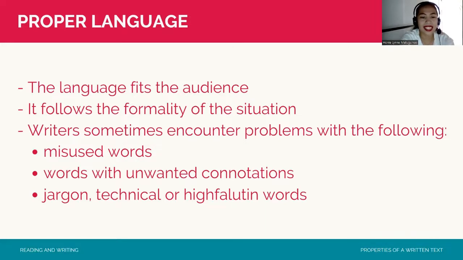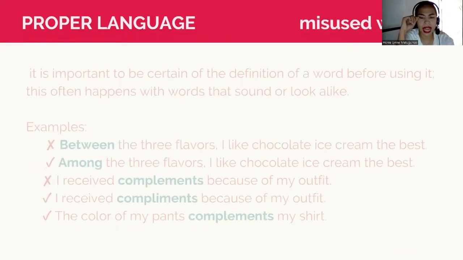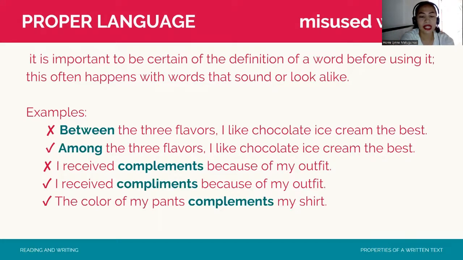And there are instances when writers sometimes encounter problems with misused words, words with unwanted connotations, jargon, technical, and highfalutin words. So, writers might sometimes use a word that does not mean what they think it does. Since your work will be published, it is important to check if the words are correctly used. In the examples, between is misused because you use between if you want to compare two things only. However, if there are three or more items, use the word among.